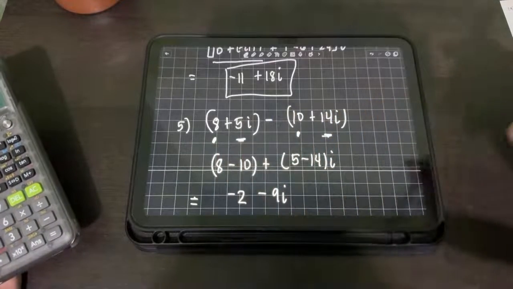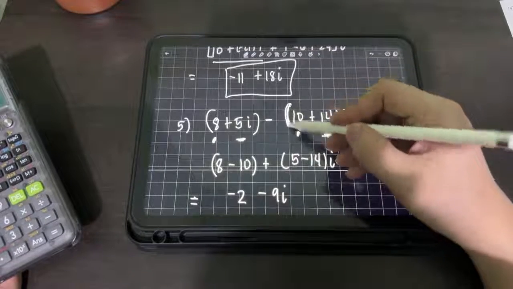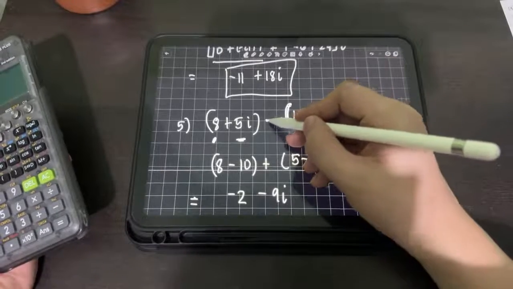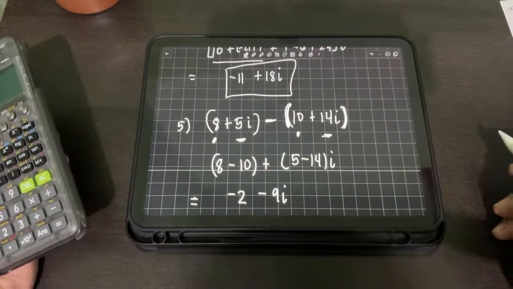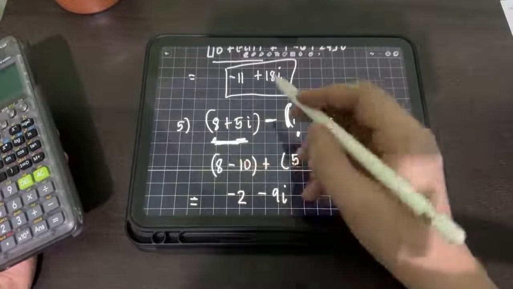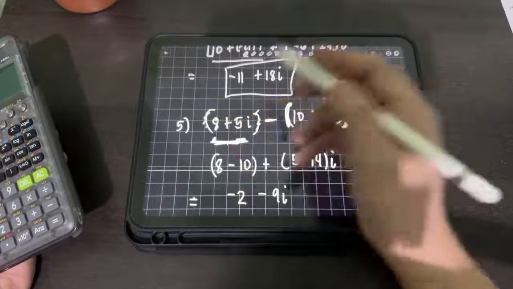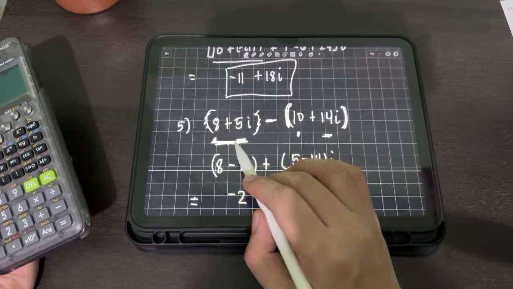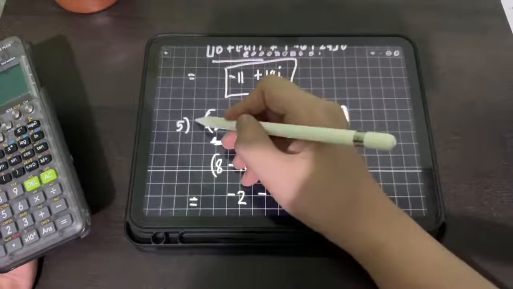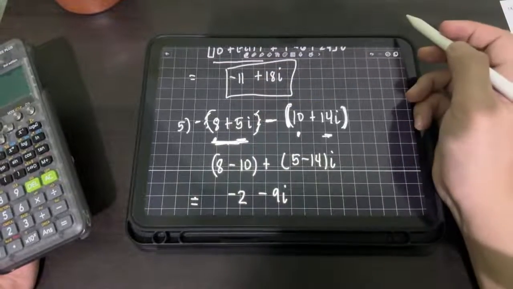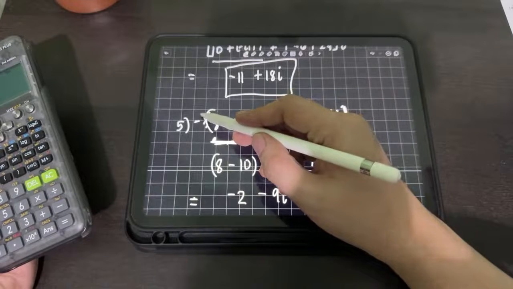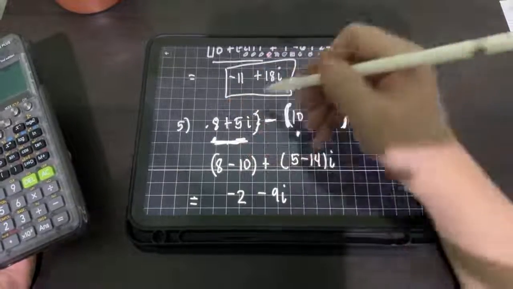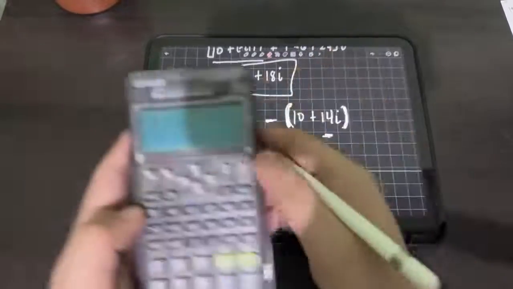This time, it is important to put parentheses when you input in the calculator if the operation is subtraction. For the first complex number, you may omit the parentheses since it is just the first complex number. But if there's a negative sign in front, you must put parentheses, or if you have another constant other than negative 1 like 2, 3, 4, and so on. So you can just remove this parenthesis when you input.